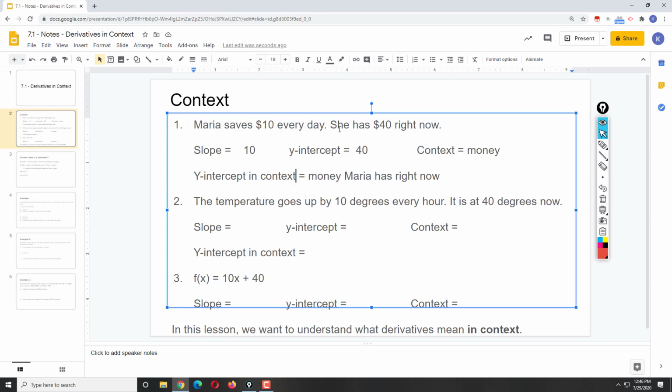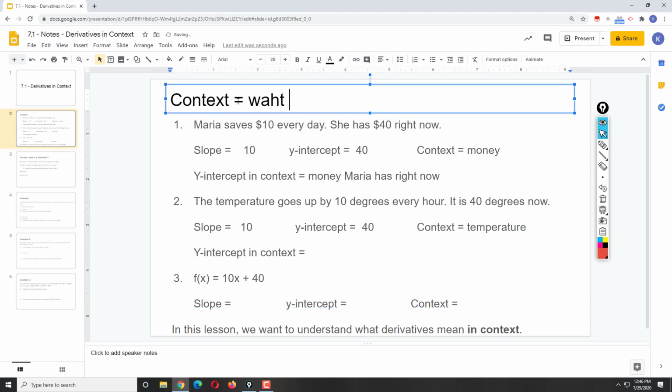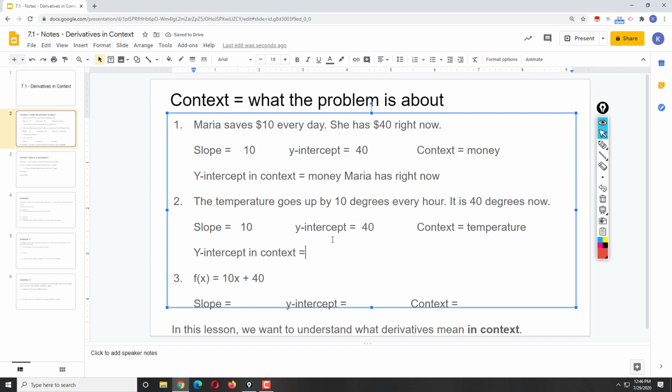Number 2, the temperature goes up by 10 degrees every hour. It is 40 degrees right now. Okay, the slope, well, it's going up by 10 degrees every hour, right? So the slope is 10. The y-intercept, that's 40, because that's the temperature right now. So the context, well, this problem is about temperature. So as you can see, context is really what the problem is about. Okay. So y-intercept in context, the y-intercept is 40. What does 40 mean? Well, 40 is the temperature right now.